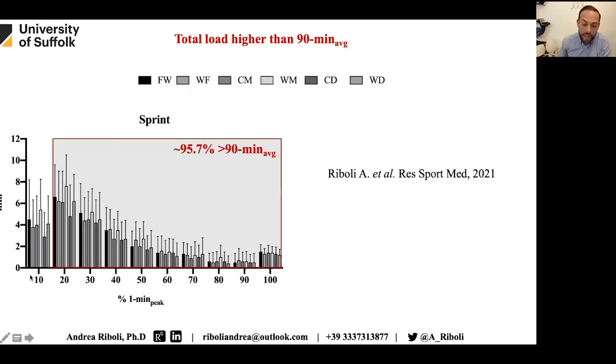So we created a relationship between different percentages of the 1-minute peak and the time spent, in minutes, at different percentages of the 1-minute peak. So 100 is the 1-minute peak, and then we highlight the time spent at different percentages. The gray area highlights the time at intensity higher than the 90-minute average, and we found that for sprint, about 95% of the total distance covered in sprint was performed at intensity higher than average match demands.